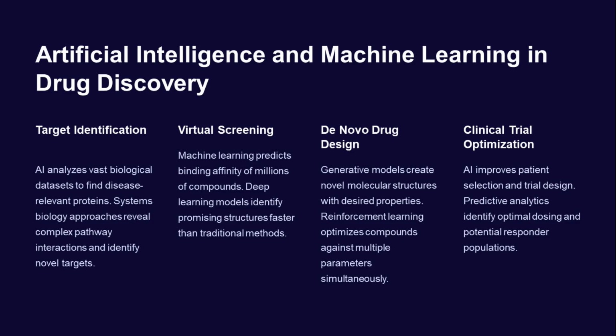Artificial intelligence and machine learning are revolutionizing drug discovery. AI analyzes vast biological datasets to find disease-relevant proteins, while machine learning predicts binding affinity of compounds. Generative models create novel molecular structures, and AI improves patient selection and trial design.